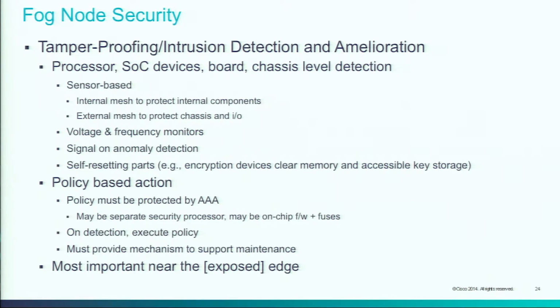If somebody's tapping something or sending you data or has replaced a part, voltage and frequency variation on that system may well indicate you're the object of an intrusion. Self-resetting parts are also very important when those parts, for example, hold encryption keys and secret data. When the system is reset, those parts should clear everything.